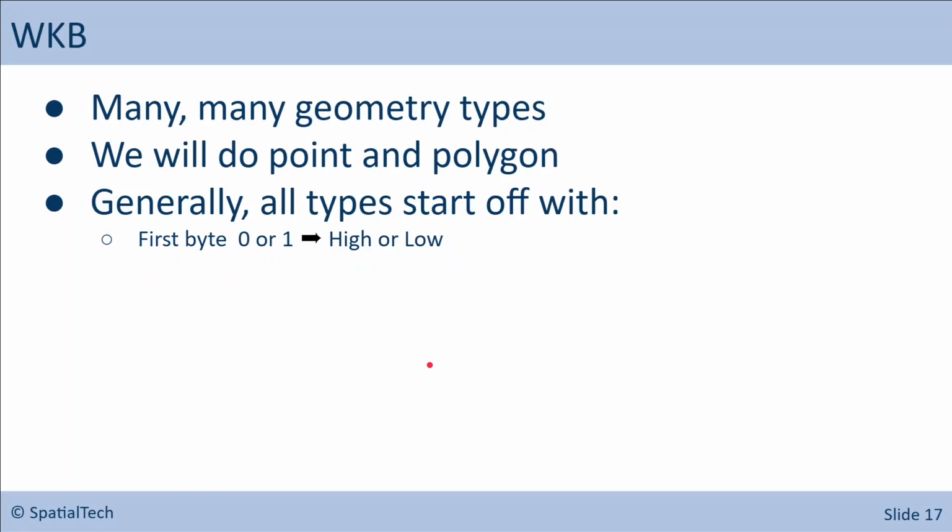If you're on a low system reading low, you'll be fine. But if you're on a high system, but the data is coming from a low system, then you're going to have to flip the bytes, the same if it's crossed over for low and high. The next 4 bytes will be the geometry type.